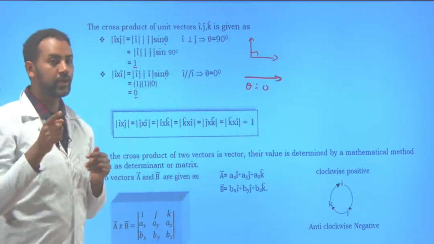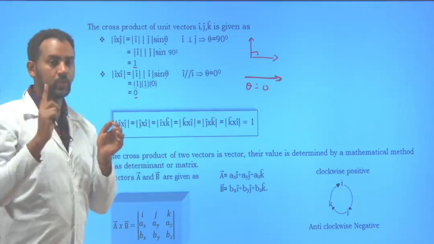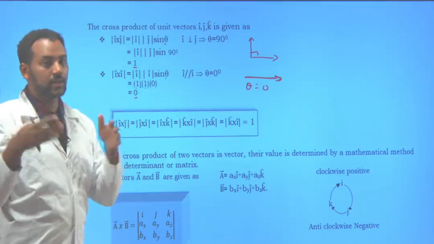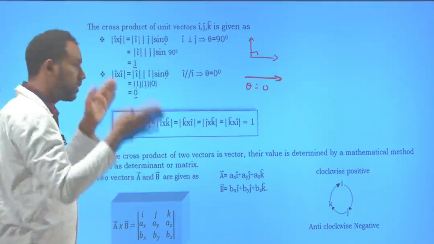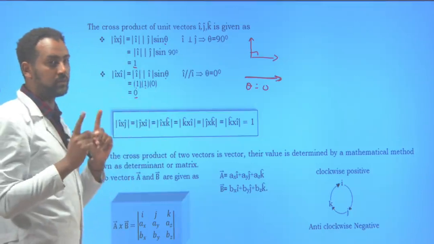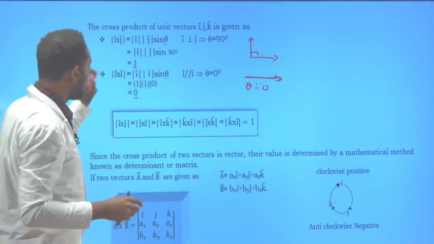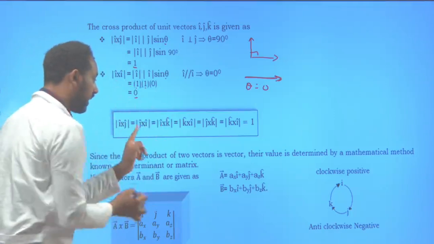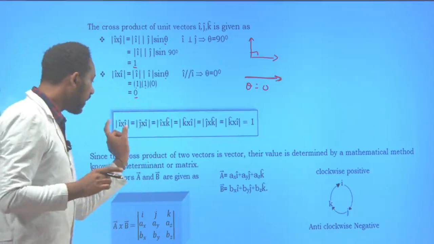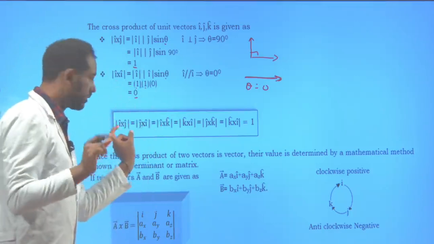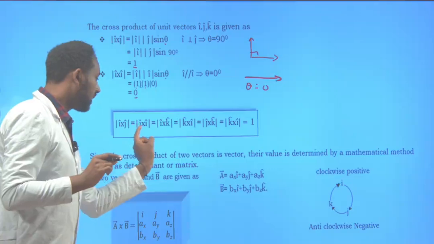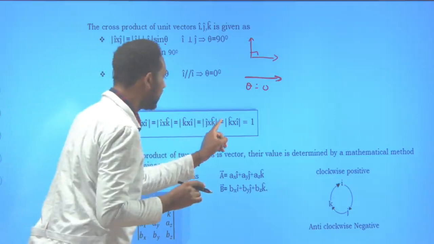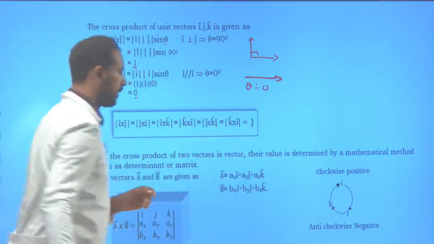But the magnitude of i cross j is 1. The magnitude of i cross k is 1. The magnitude of j cross k is 1. And the reverse is also true. But we are talking about the magnitude, not the vector itself. Keep this in your mind. i cross j gives you the same magnitude as j cross i. Note that we are talking about the magnitude. i cross j, j cross i, i cross k, k cross i, j cross k, k cross j all give us 1.